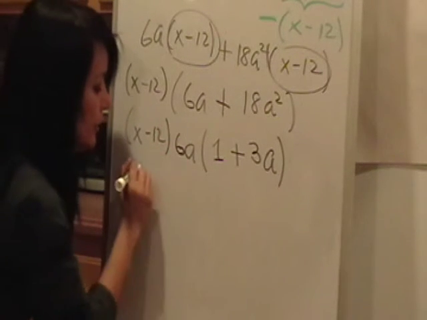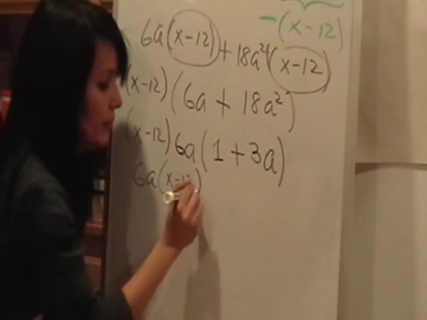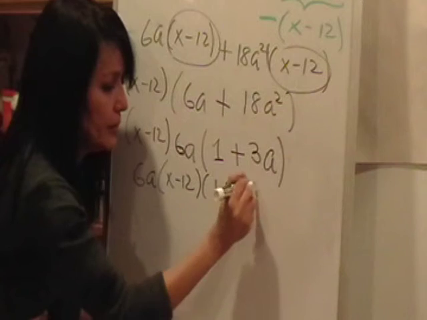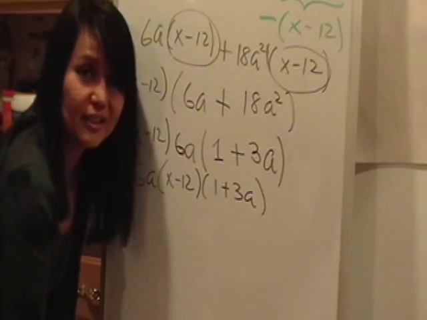So if you want, you can write your factored form as 6a times the quantity x minus 12 times the quantity 1 plus 3a. And there you go. I hope we now are all experts at factoring out the GCF.